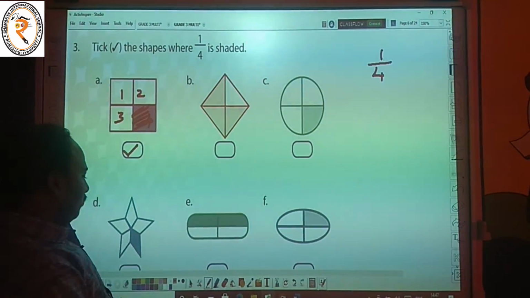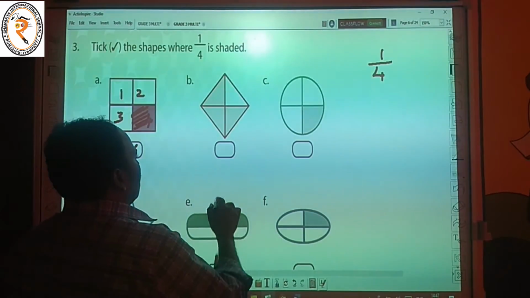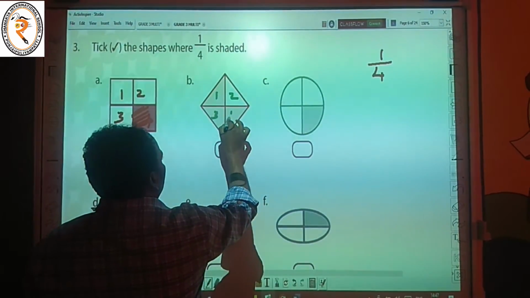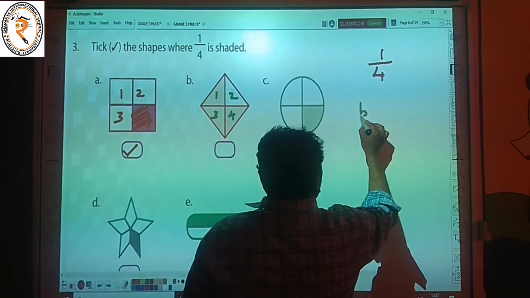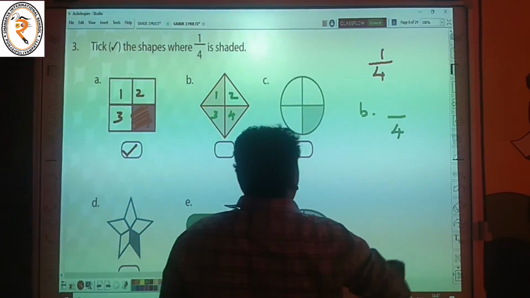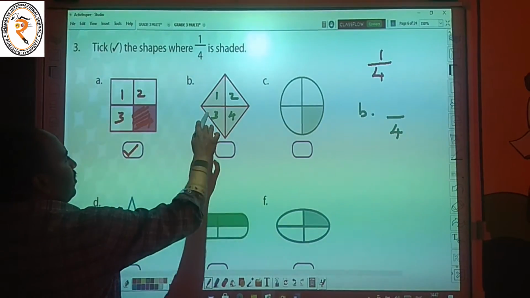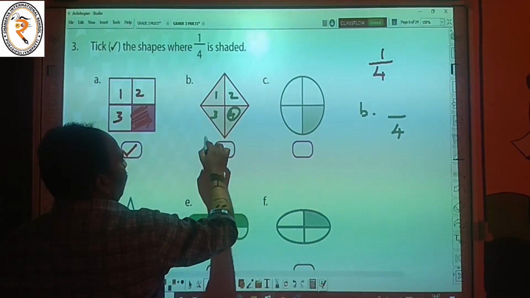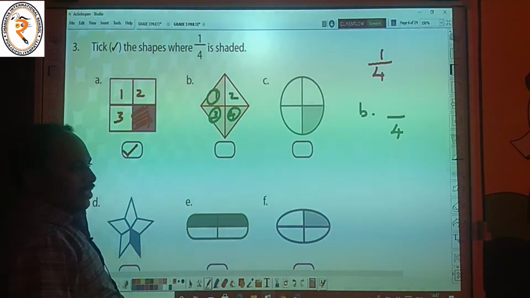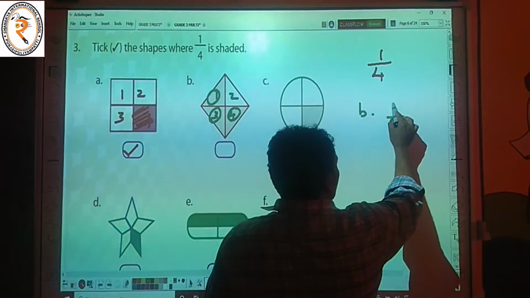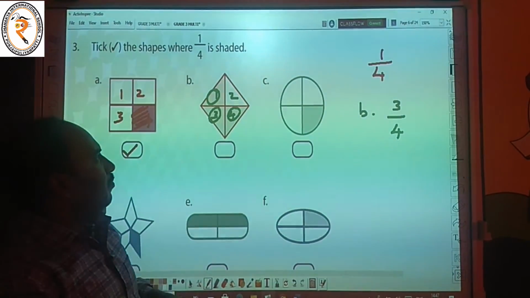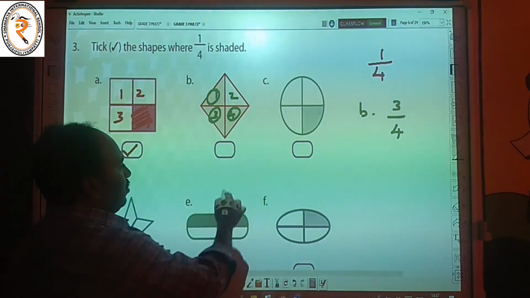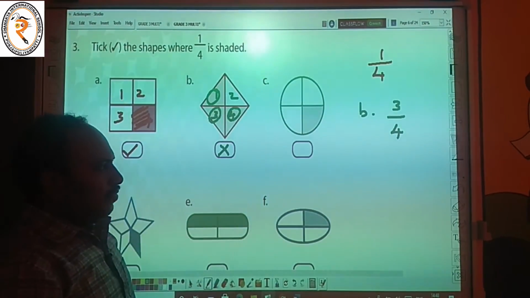The next one. Here also we have 4 parts, 1, 2, 3, 4. We have 4 as the denominator. But here the shaded portion is 1, 2, 3. Here the shaded portion is 3, so the fraction is 3 by 4. But we want 1 by 4, so this is wrong. The next one, C part.